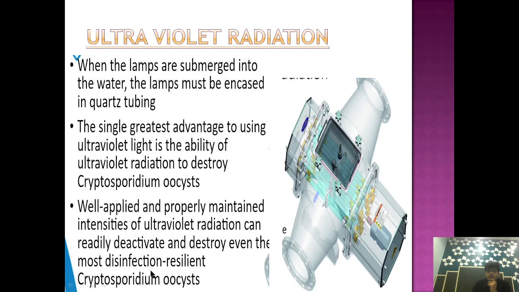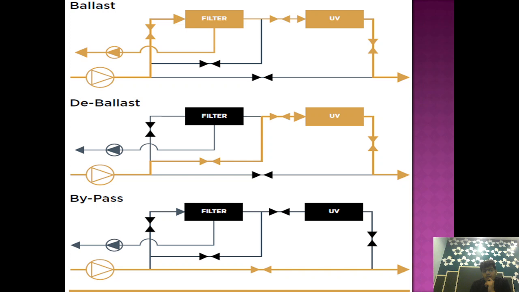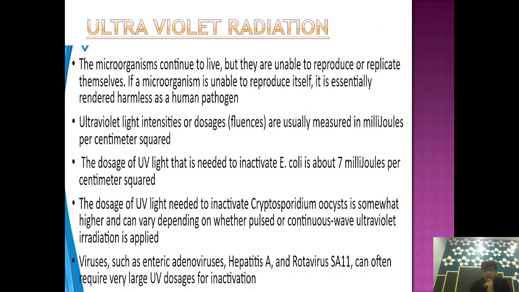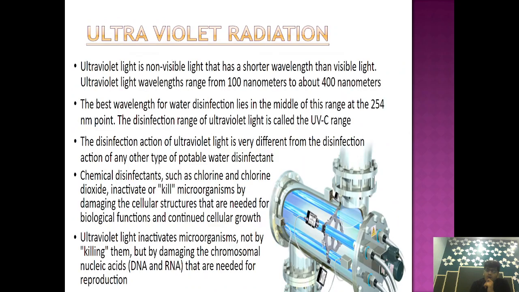Well applied and properly maintained, the intensity of ultraviolet radiation can readily deactivate and destroy even the most disinfection-resilient oocysts. So I hope I have given a clear idea of how ballasting and deballasting of the ultraviolet reactor or UV radiation system of ballast water treatment is carried out, and what the properties of the ultraviolet radiation are and how it differs from the chemical disinfectant type ballast water treatment system.